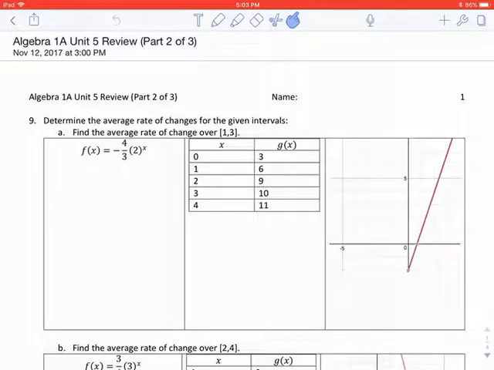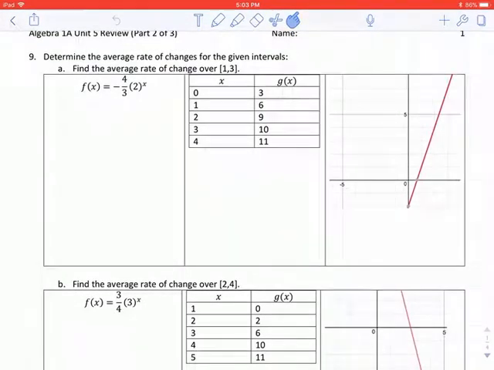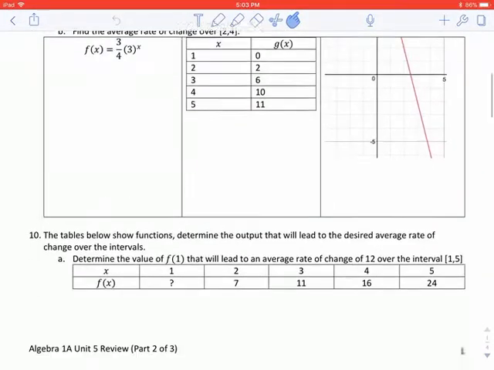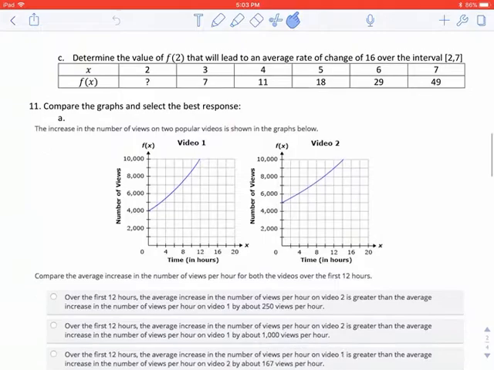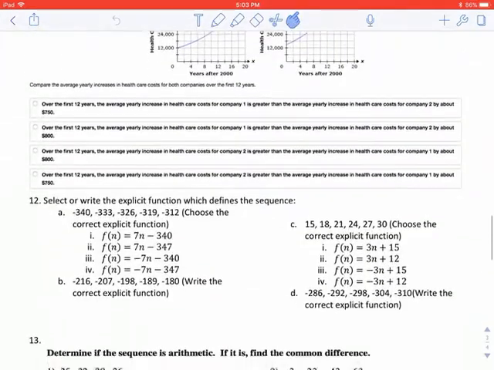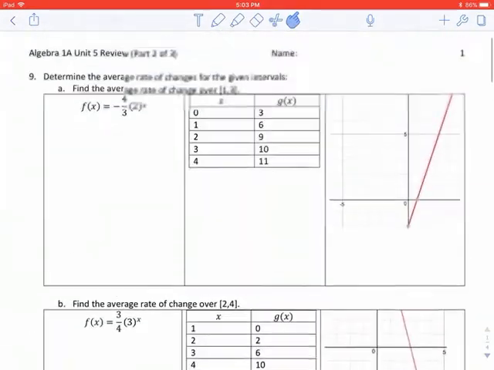Guys, we're starting part 2 review of Unit 5. I'm going to go ahead and start with number 9 and probably do all of A. A few things we need to know for number 9, 10, 11 are average rate of change formulas.